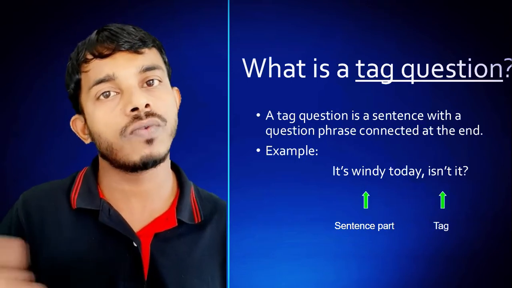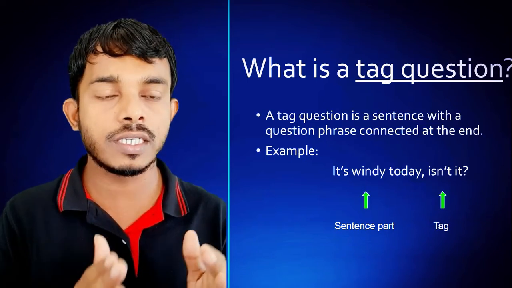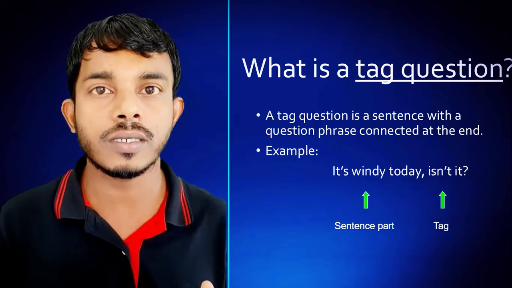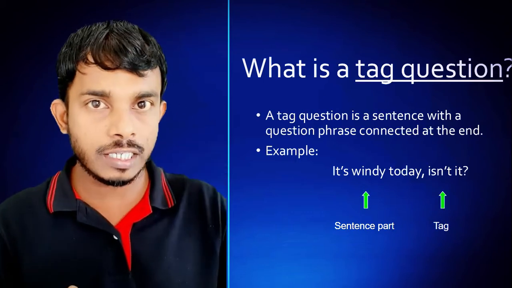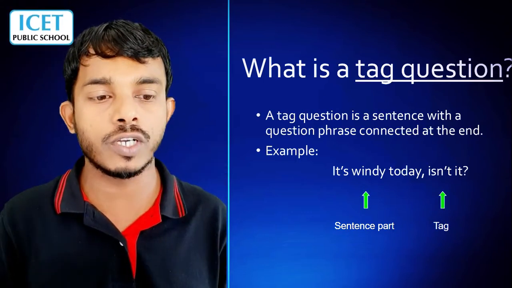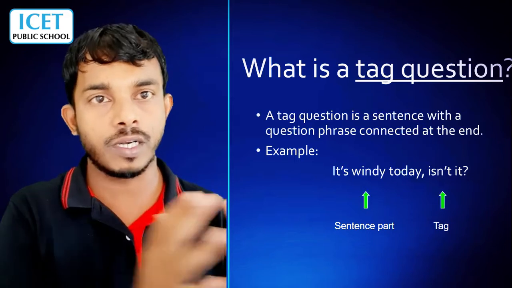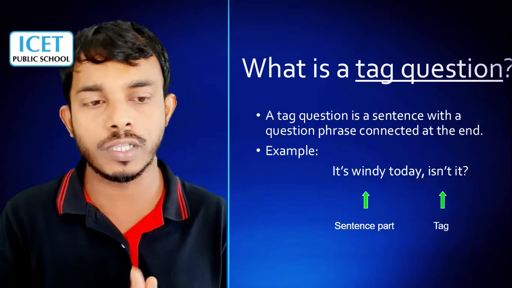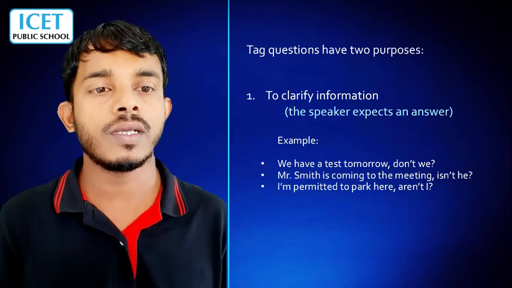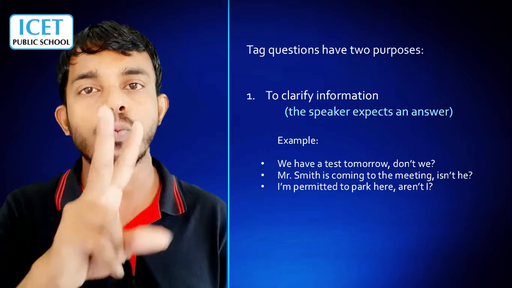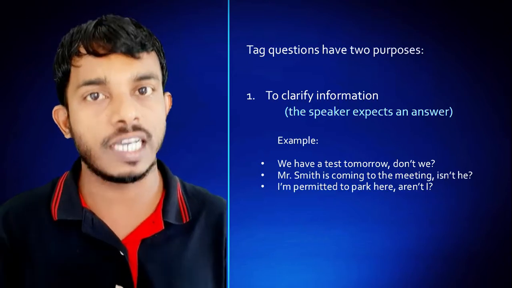This is an example of question tag. It is windy today, isn't it? So the end part is called question tag. We know the sentence part and tag part of a sentence. It is very simple. You can identify it. Tag questions have two purposes. Why do we use tag questions?